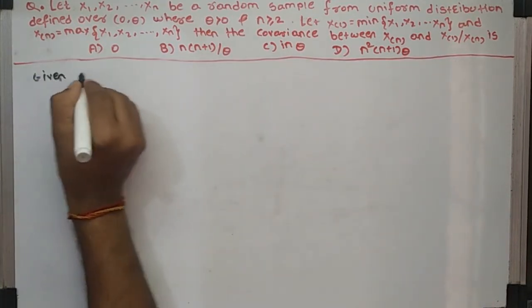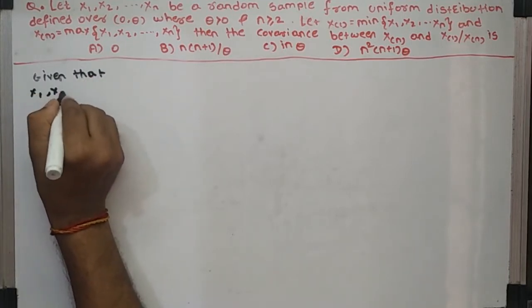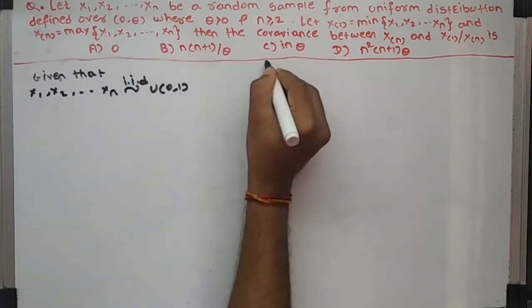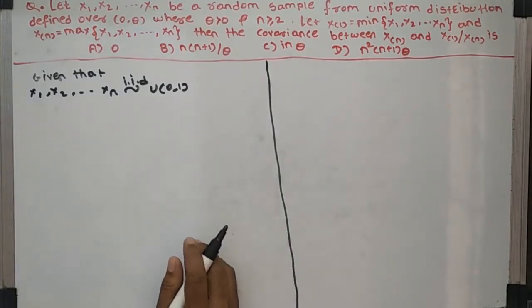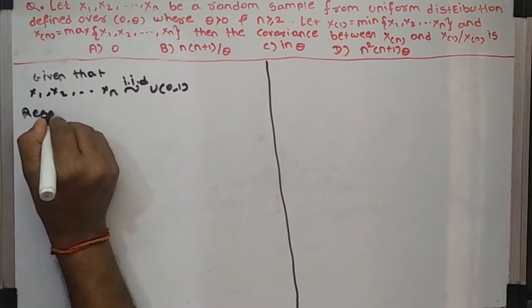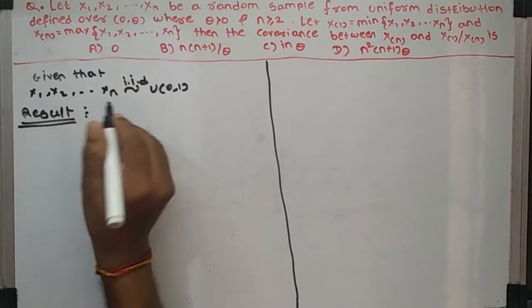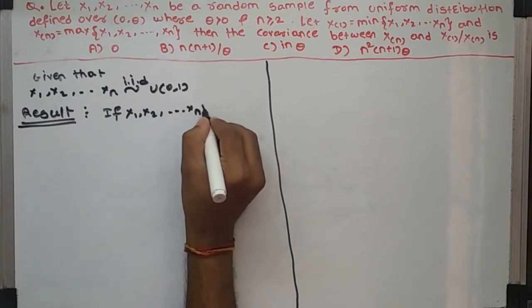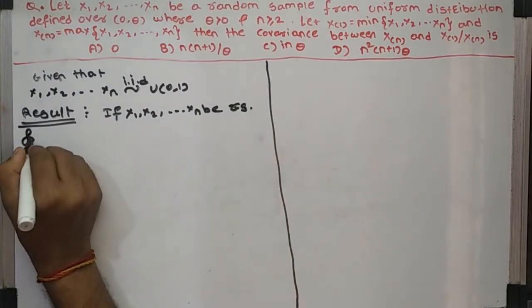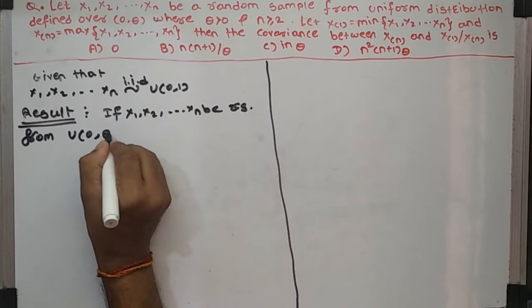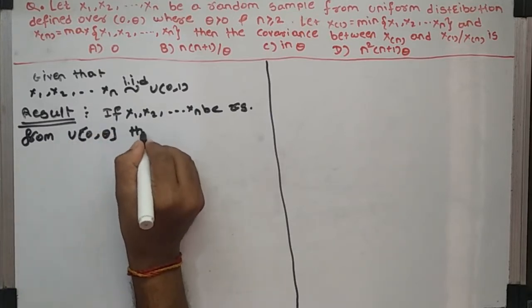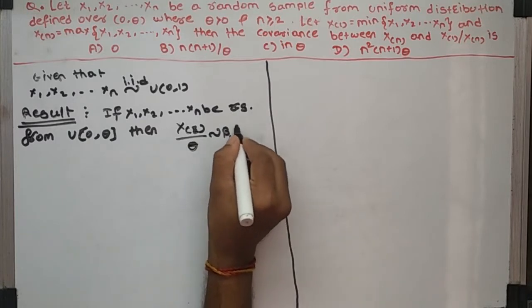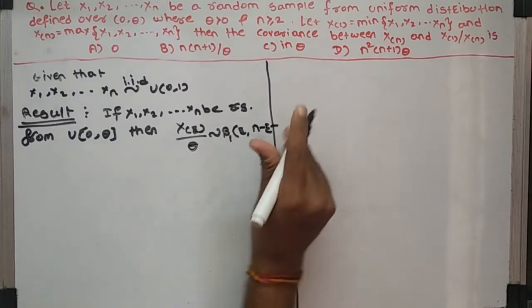Given that X1, X2, ..., Xn are IID uniform (0, θ), because it is a random sample from uniform (0, θ). We always remember this result; we use it in many problems. If X1, X2, ..., Xn is a random sample from uniform (0, θ), then X(r) upon θ follows a beta distribution of the first kind with parameters r, n minus r plus 1.